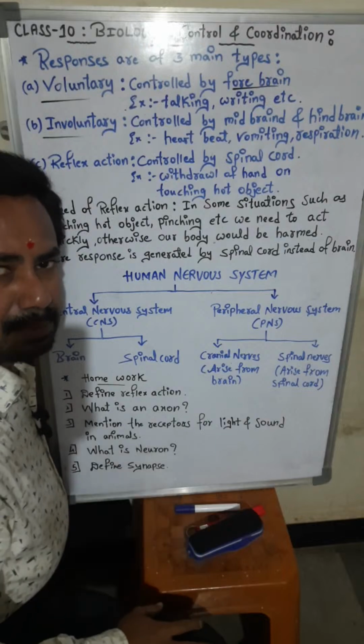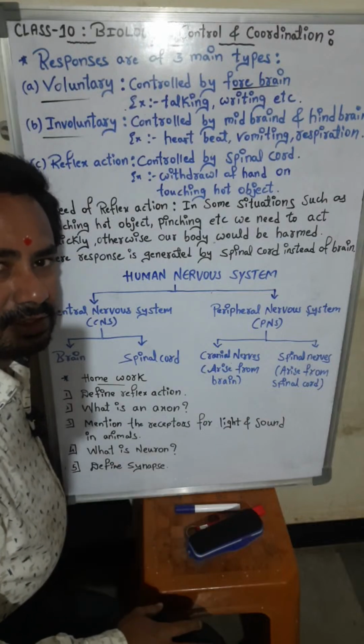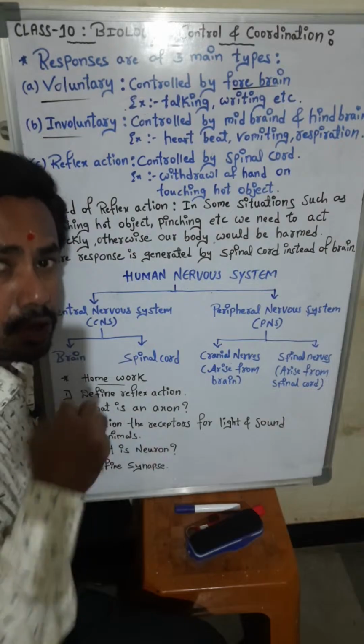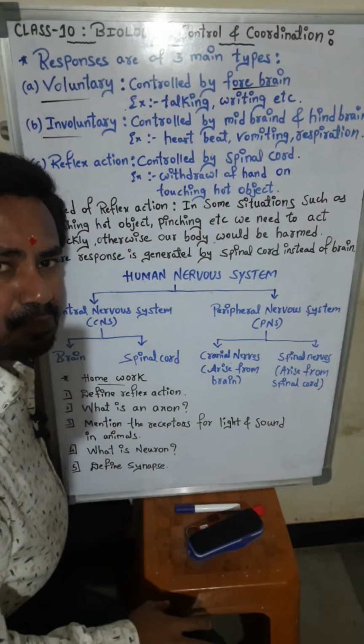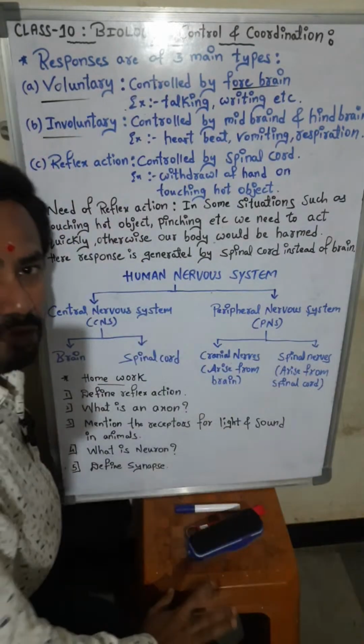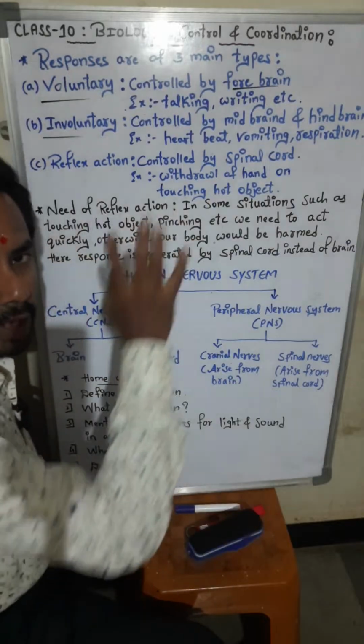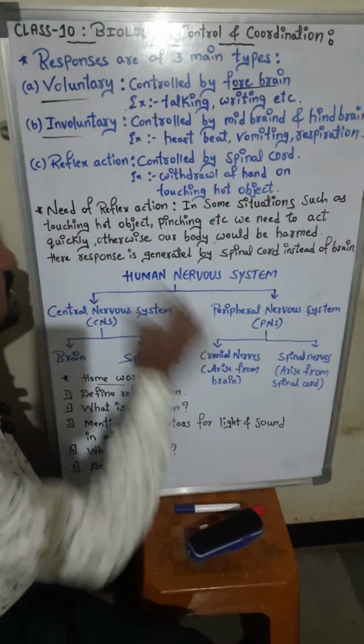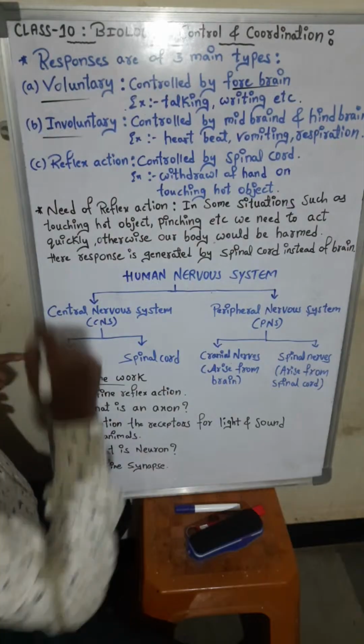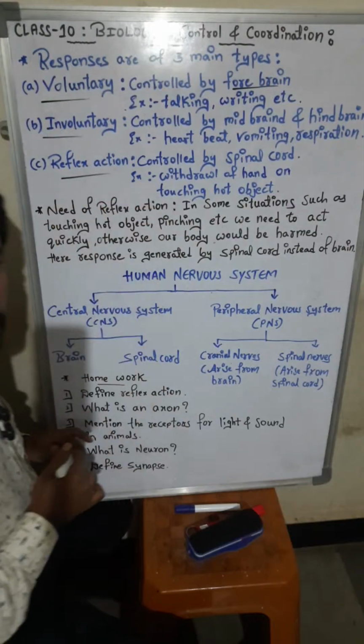From our birth till our death, our heart will work continuously without taking any rest. Special types of cardiac muscles are present in the heart. The heart is something we cannot control, students. So it is also an example of involuntary action. Just remember voluntary actions, involuntary actions and reflex action. These are the responses, students.